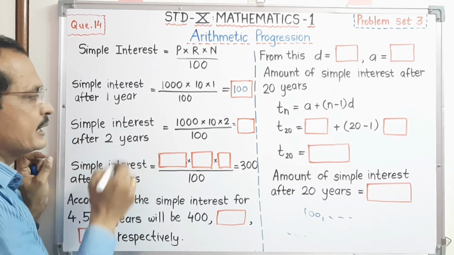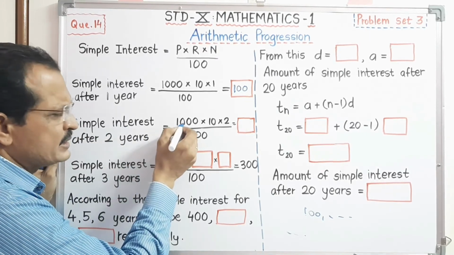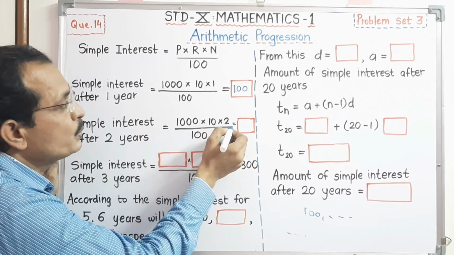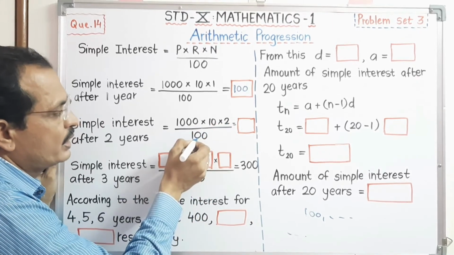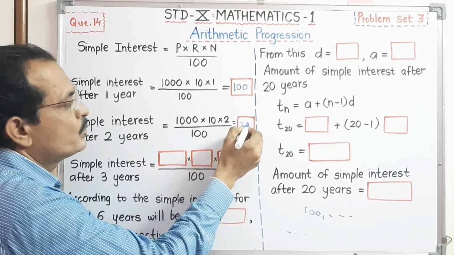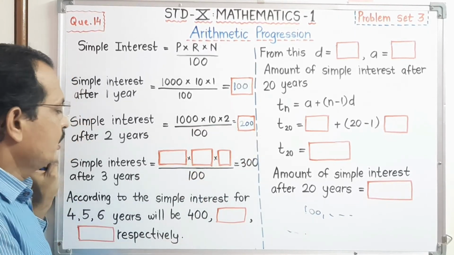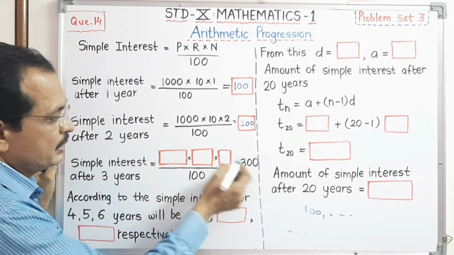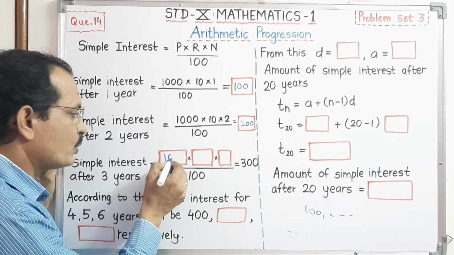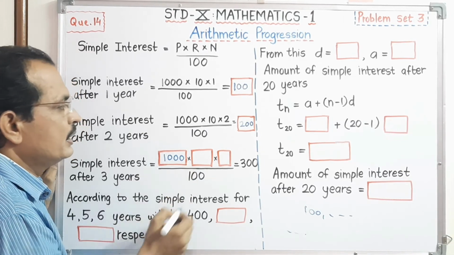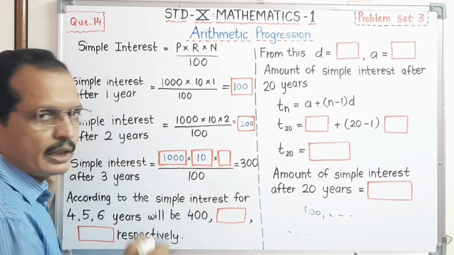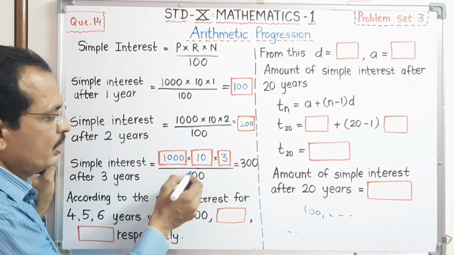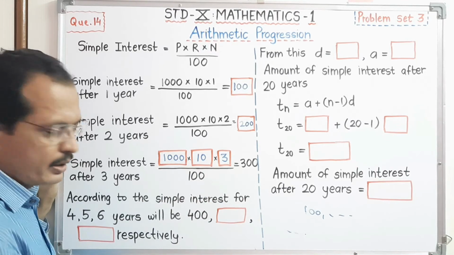Simple interest for the second year. Same, principal amount is 1000 into rate of interest 10 into 2 years. Therefore it is 2 upon 100. Here it is 200, dear students. Now simple interest after 3 years. Principal amount will be the same, it is 1000. Rate of interest is 10 and it is for 3 years. Therefore it is 3. If we simplify this, we get 300.